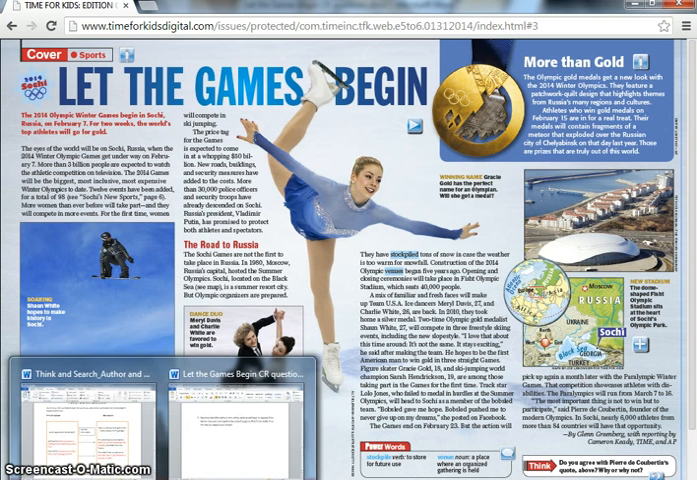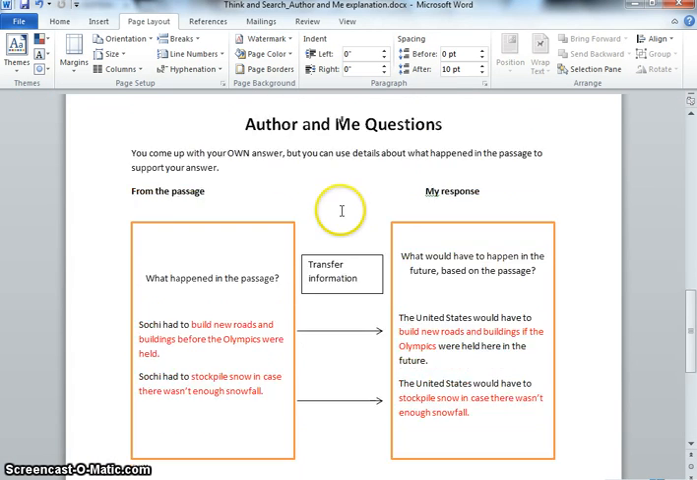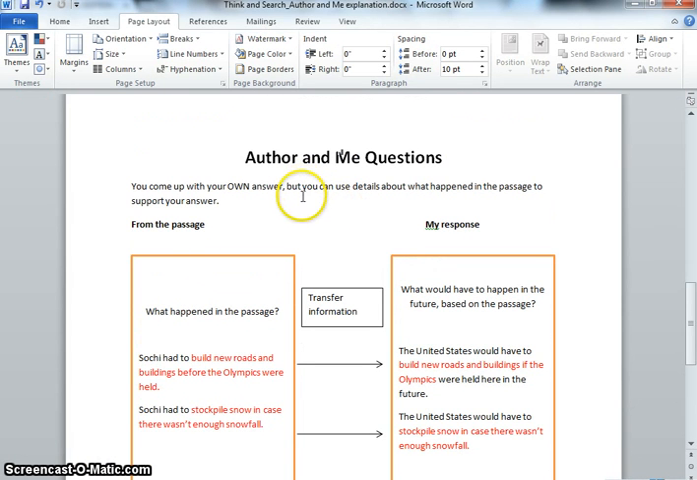My friends, this is because this is a type of question called an author and me question. So what happens with a question like this is you come up with your own answer, but you can still use details from the passage to support your answer. So you take the information from the passage and you transfer it over to what your response is.